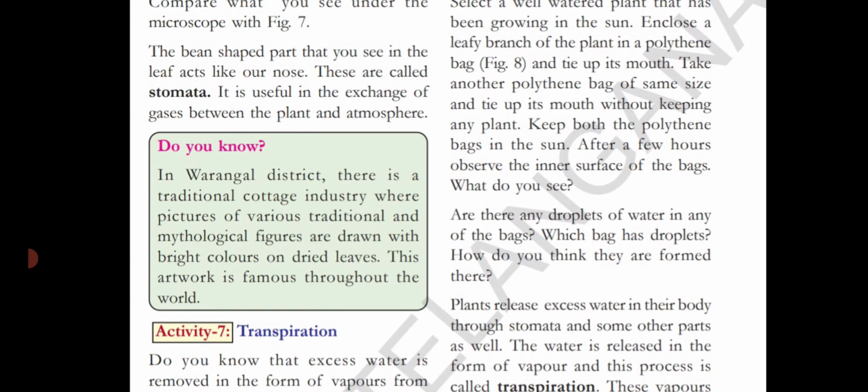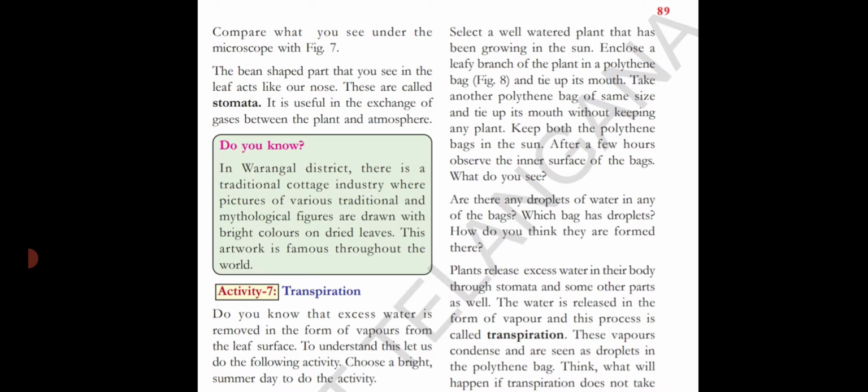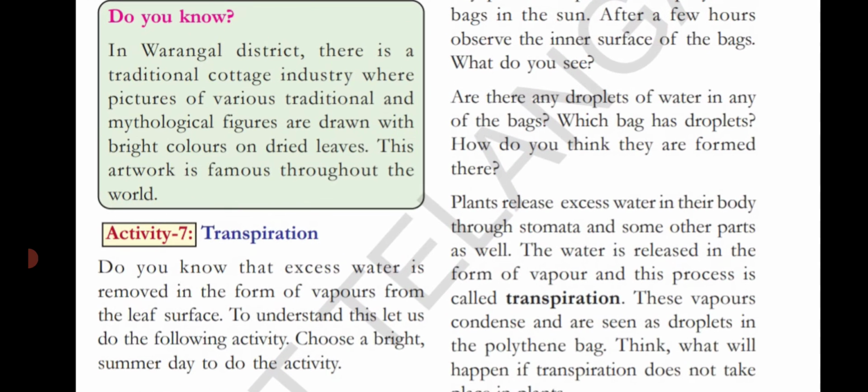Take another polythene bag of same size and tie up its mouth without keeping any plant. Keep both the polythene bags in the sun. After a few hours, observe the inner surface of the bags. What do you see? Are there any droplets of water in any of the bags? Which bag has droplets? How do you think they are formed there?